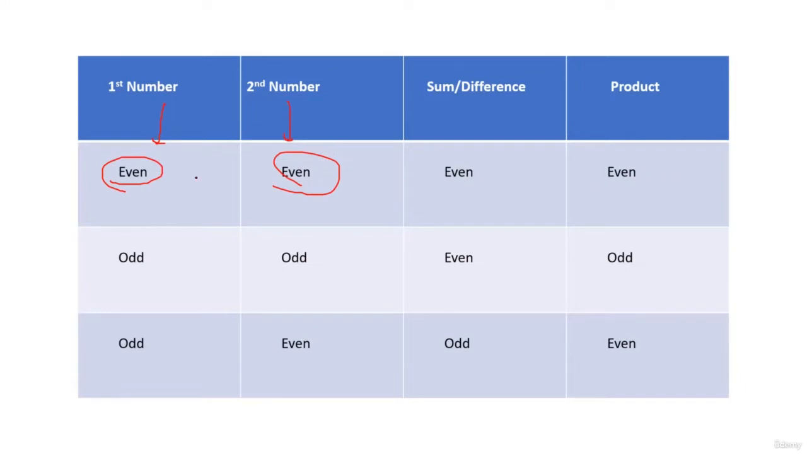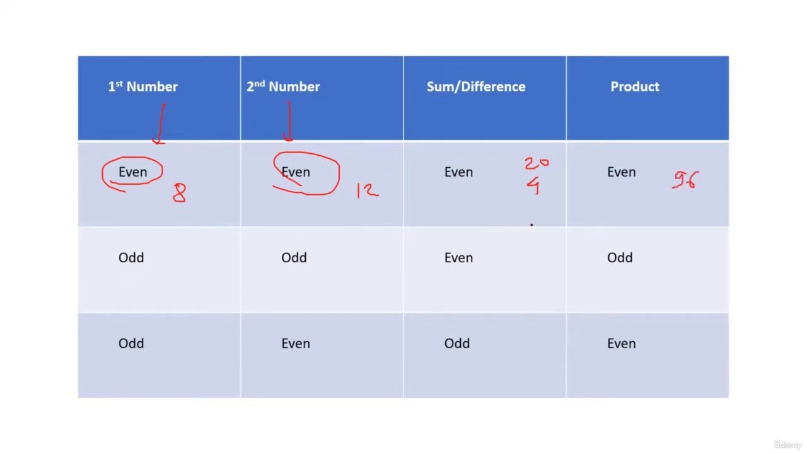So let's say first number is 8 and second number is 12. We know 8 plus 12 is basically 20, an even number. The difference, 20 minus 8, is 12, also an even number. You multiply them, 8 times 12 is 96. The product also is even.